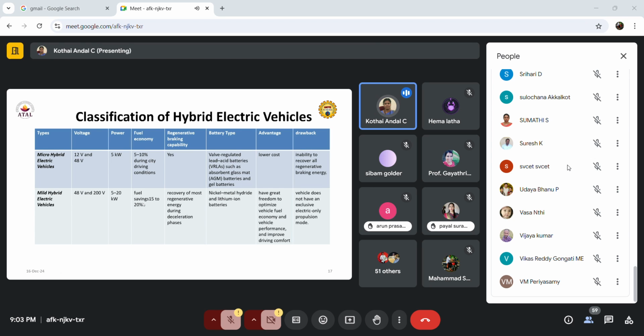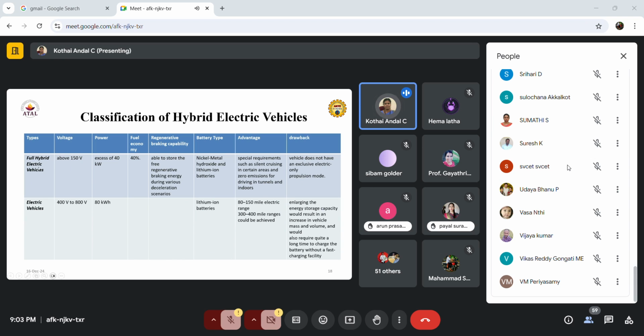The fuel savings can be a little more, up to 20%. Recovery is somewhat better compared to the micro range. The battery types used here are nickel metal hydride and lithium-ion batteries. The advantages are a little more freedom to optimize, more flexibility, and driving comfort because of the high voltage range. However, the mild hybrid electric vehicle does not have an exclusively electric propulsion system.